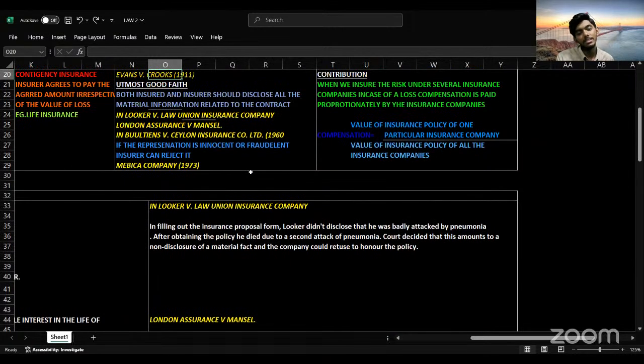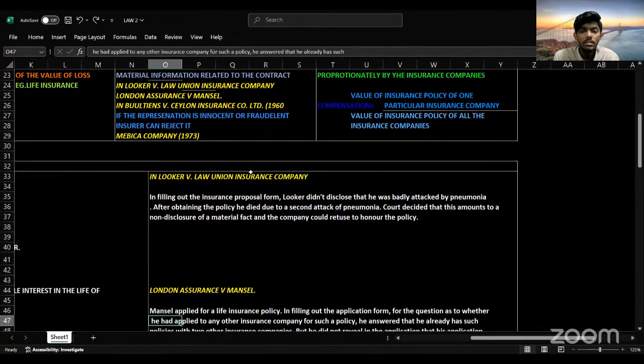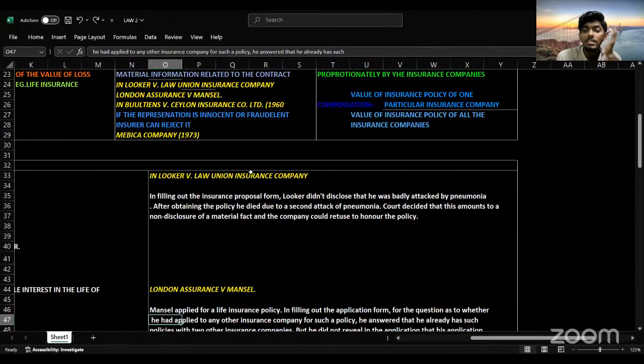Look, in filling out the insurance proposal, Locker didn't disclose that he was not okay. He had some reason, but we don't know his intention, because Locker is dead now, kids. Locker had not indicated that he was attacked by pneumonia. After obtaining the policy he died due to a second pneumonia attack. The court decided that this amounts to non-disclosure, not disclosing a material fact, and the company could refuse to honor the policy.